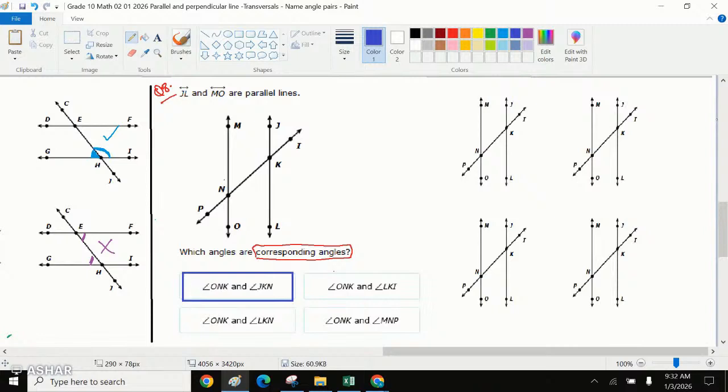O and K, and J, K, N. Right? They are interior, alternate. Okay, O and K. Let's look at the next one. Still not, we cannot find O and K. We'll say this is not. The next one was O and K, L, K, N. They're still not corresponding angles.